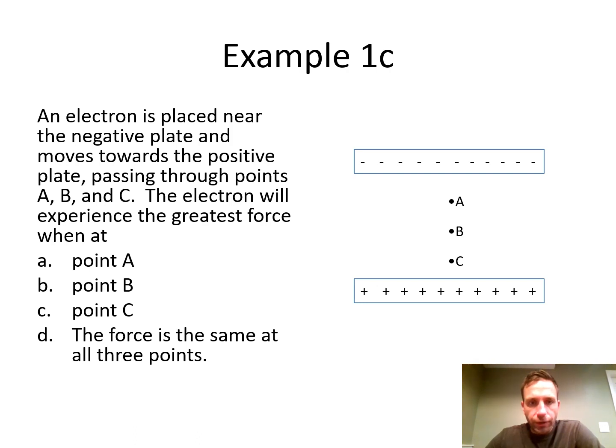An electron is placed near the negative plate and moves towards the positive plate, passing through points A, B, and C. The electron will experience the greatest force when at. Well, the electric field is uniform between the parallel plates, and so we have this formula E equals F over Q. If the electric field is the same everywhere and the charge of the electron is constant, then the force on it must be constant as well. Choice D.